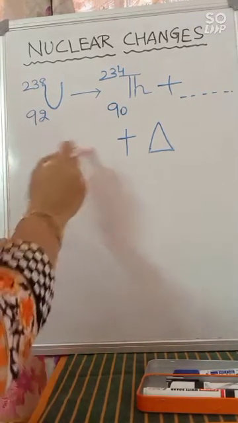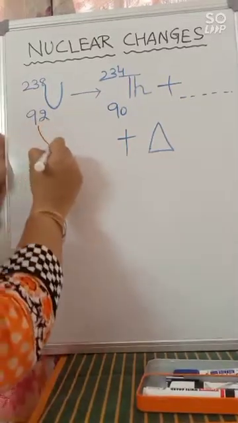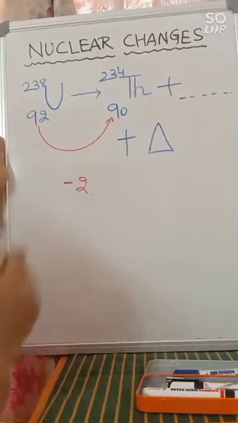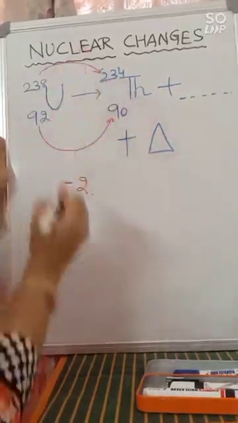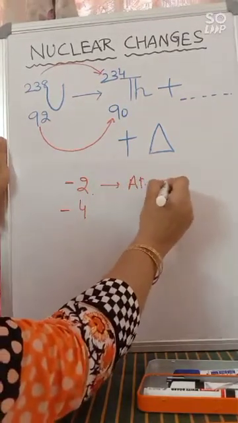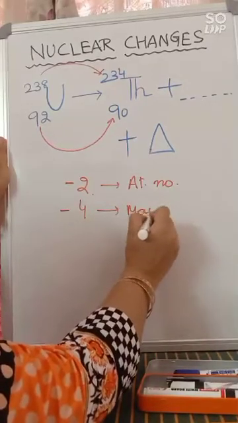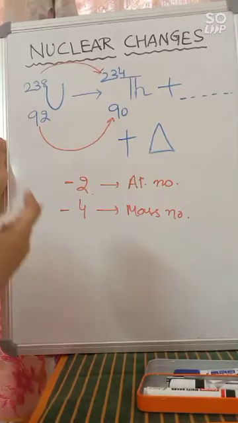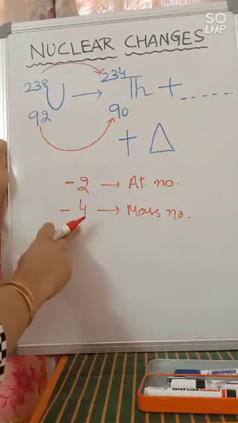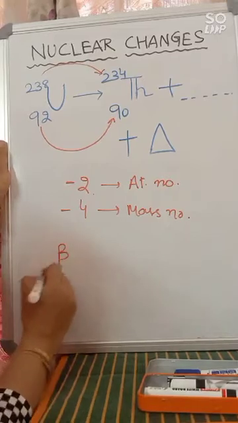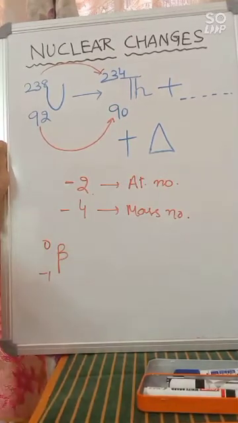So let's see here. The atomic number reduces by 2, and the mass number reduces by 4. This is your atomic number and this is your mass number, right? And do we know which type of emission leads to loss in atomic number by 2 and mass number by 4? I think we represented in our previous example, if you remember, beta emission. So beta was represented like this.